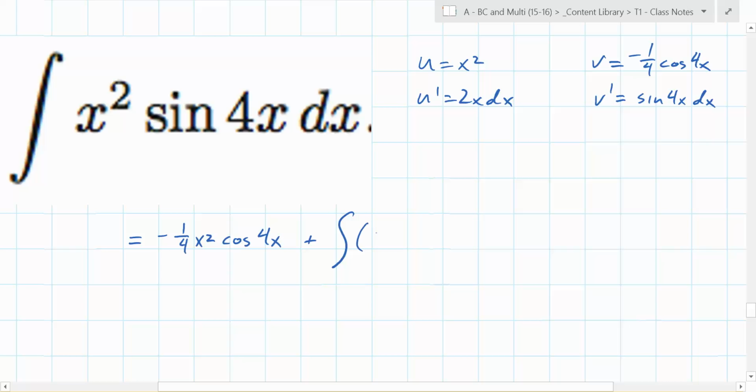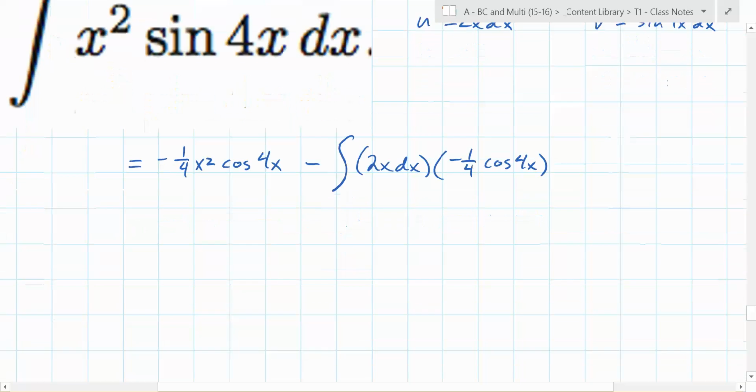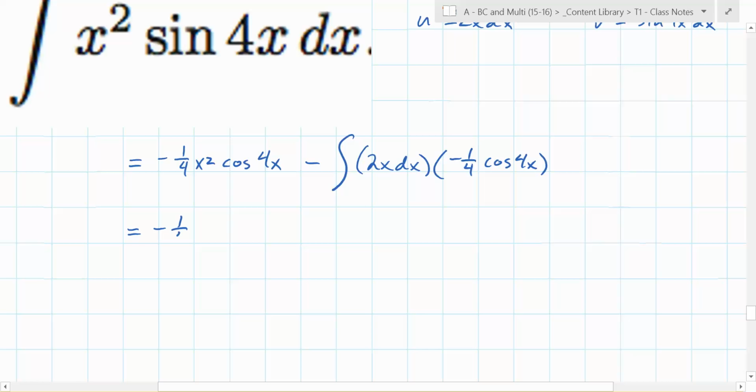u prime v, right? So 2x dx times negative. Isn't it minus? Oh, minus. Thank you. Yes, it is minus. You can cancel the negative. You can. I just want to write it out in totality at least once, like this.